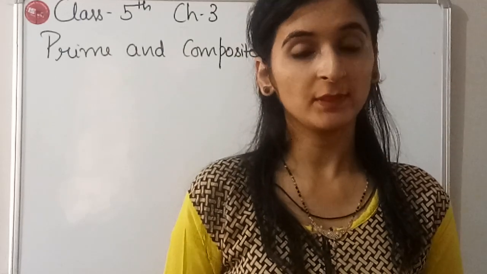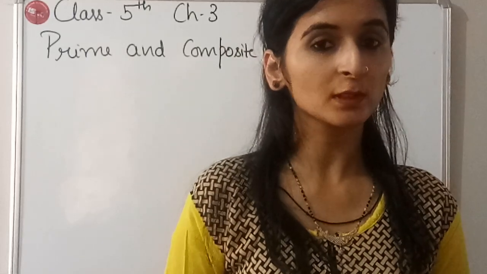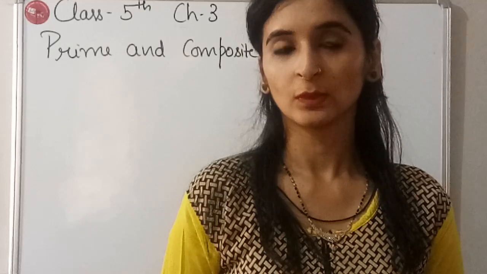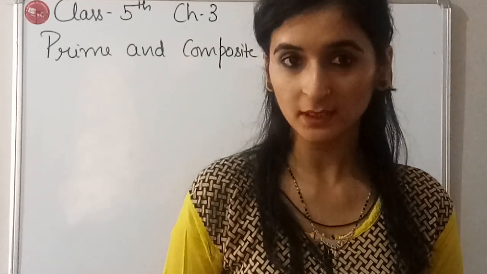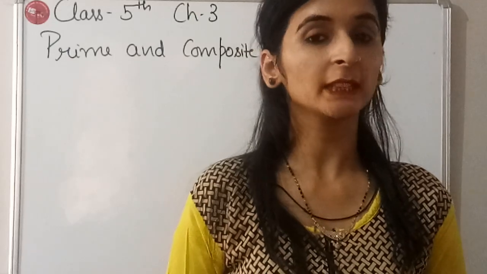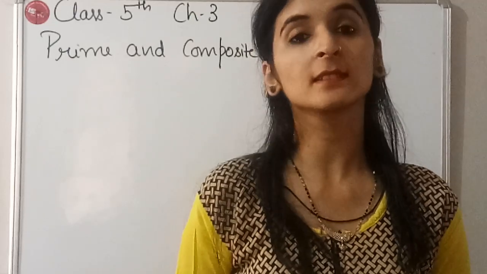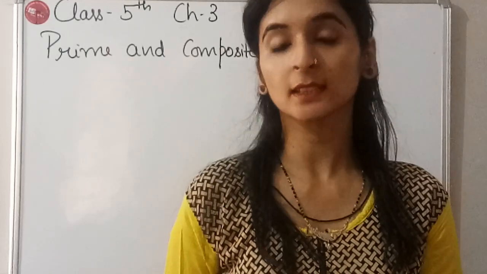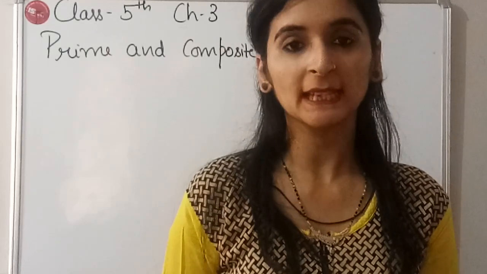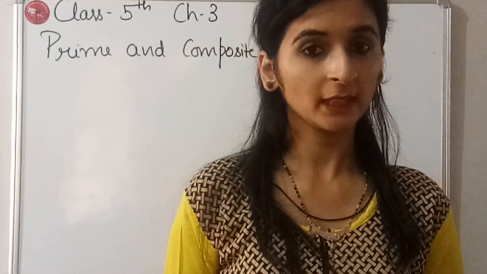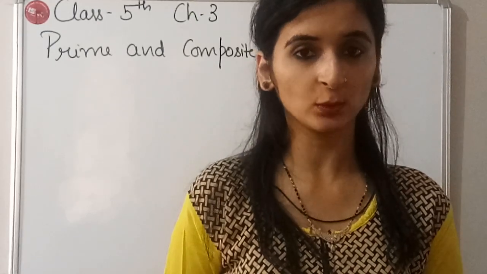Okay, and we have done the divisibility rules also. Do you remember the divisibility rule of 2? The divisibility rule of 2 is: if there is 0, 2, 4, 6 or 8 on its ones place, then that number is divisible by 2. Likewise, we have done all the divisibility rules.